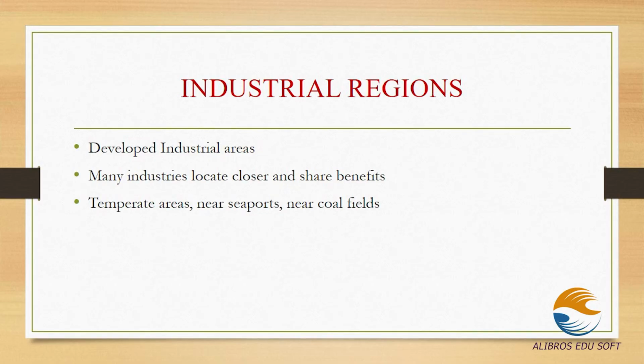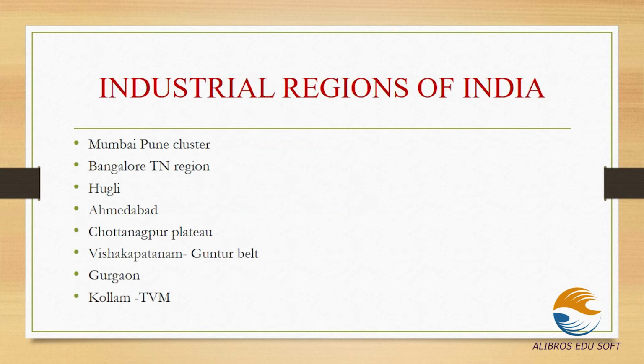Next is Industrial Regions. The industrial regions are located in the developed areas of the country. A number of industries locate close to each other and share the benefits of this proximity. Temperate areas near seaports and near coal fields have a large number of industries in the country. Next is Industrial Regions of India.